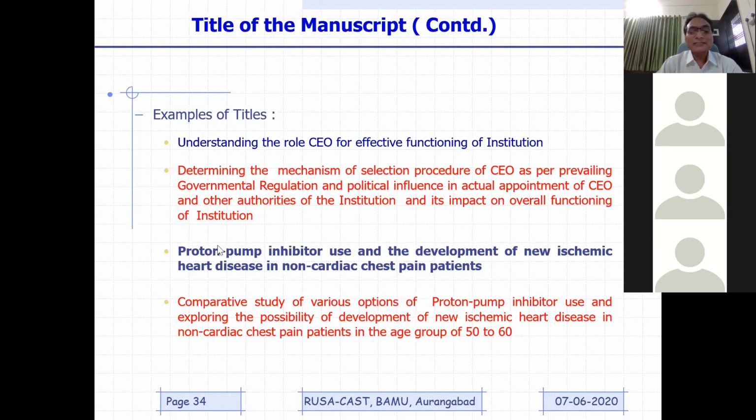I have another example: proton pump inhibitor use and the development of new ischemic heart disease in non-cardiac chest pain patient. This is a wonderful, attention-grabbing title, and this can be messed up like this: comparative study of various options of proton pump inhibitor use and exploring the possibility of development of new ischemic heart disease in non-cardiac chest patient in the age group of 50 to 60.